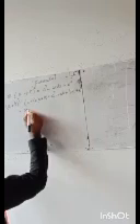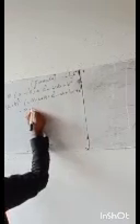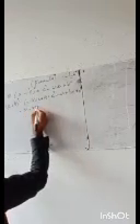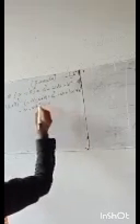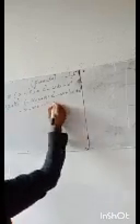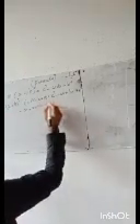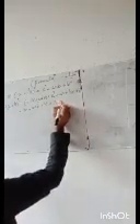A square plus 2ab plus b square. Left hand side is equal to right hand side. First formula.